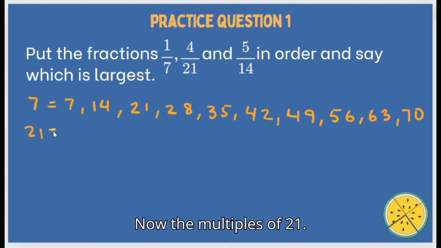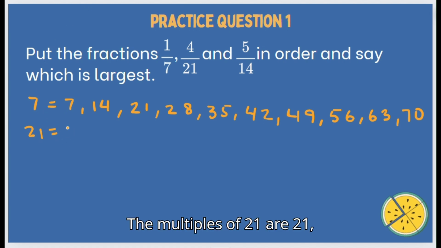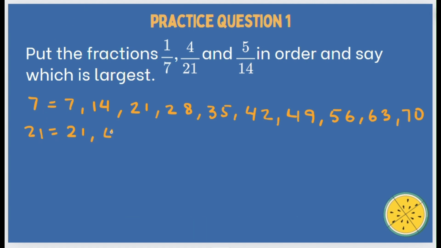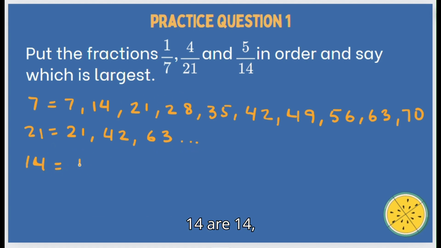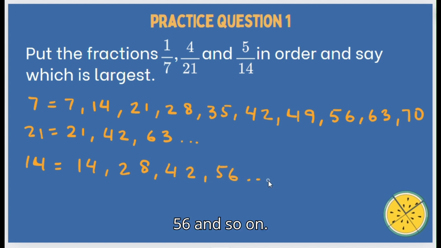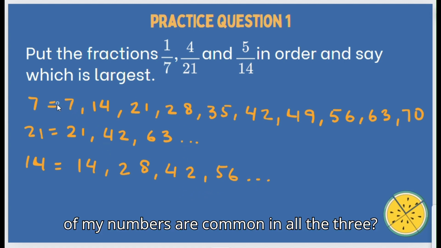Now the multiples of 21. The multiples of 21 are 21, 42, 63, and so on. The multiples of 14 are 14, 28, 42, 56, and so on. Which of my numbers are common in all the three?